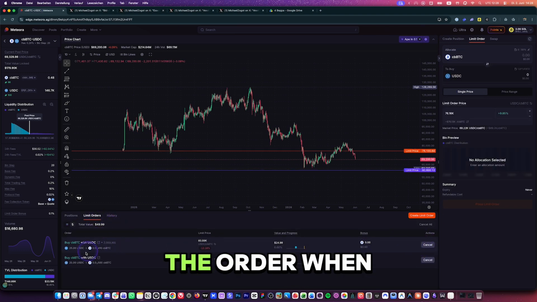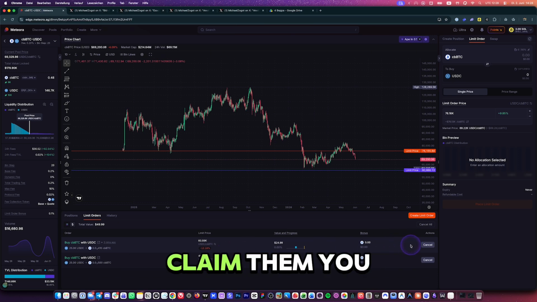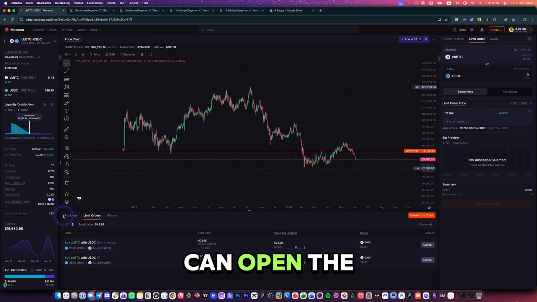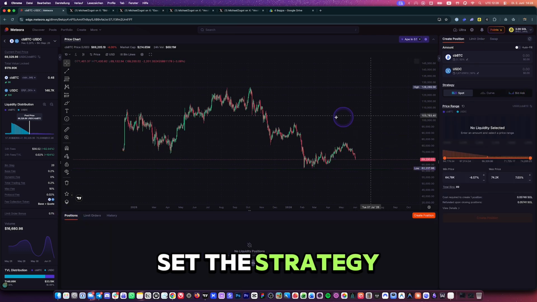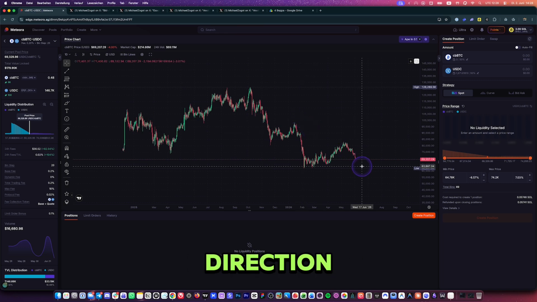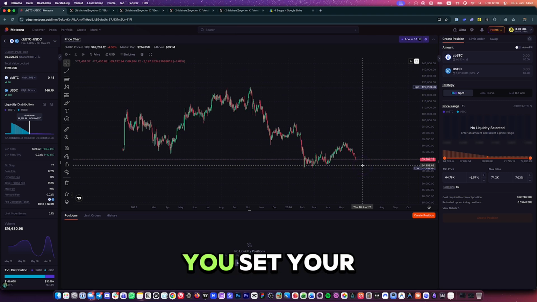So don't think that when the order gets executed, the tokens are automatically in your wallet. You need to claim them, you need to withdraw them to your wallet, and then you can open the position, set the strategy, and LP it in the other direction. This is it. This is as simple as it could be, the simplest thing on earth. Set a limit order, you set your price, you set the value, and then boom, you just wait.